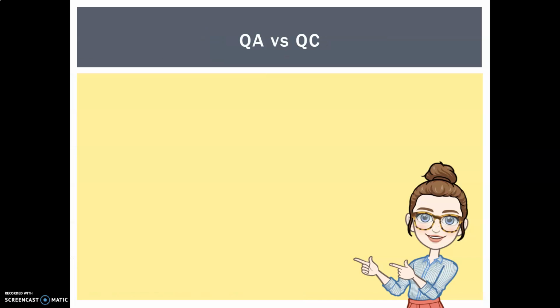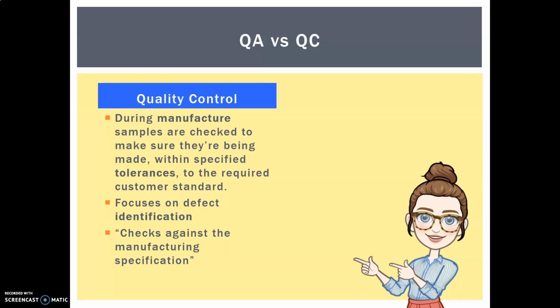So therefore, what is QC? Well, that is quality control. That's the one we tend to talk about on a fairly regular basis. So during manufacture specifically, samples are removed and they're checked to make sure that everything is being made within specific tolerances to the standard that is expected. So this is about focusing on defect identification throughout the process. These are checks against the manufacturing specification.